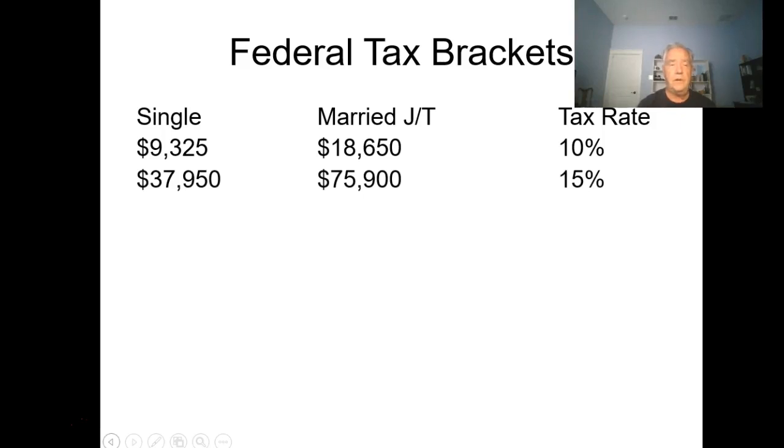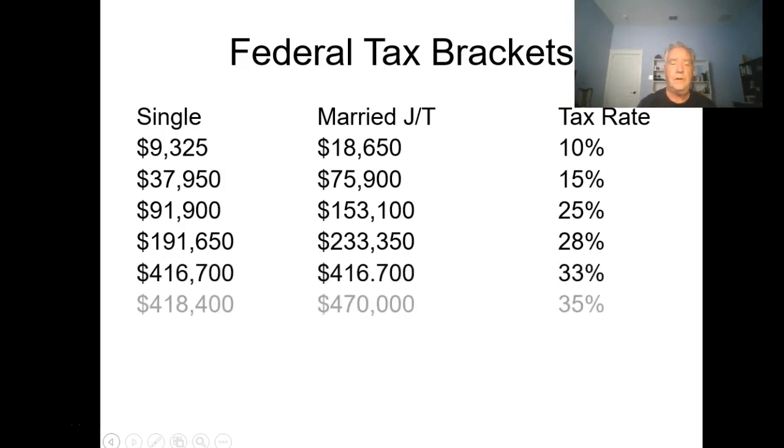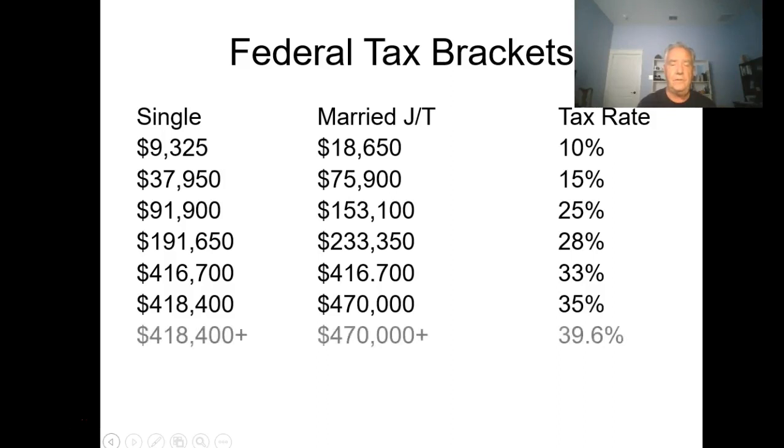If you're single, 37,000, or 75,000 if you're married filing jointly, your tax rate is 15%. Up to 153,000 filing jointly, you get to 25%. 233,000 is 28%. 416,000 is 33%. 470,000 is 35%, and the maximum rate is 39.6%. And you have to make income over $470,000 for that year. So that is the highest possible tax rate. That means that roughly 40% of what you make is going to be paid out in federal taxes.